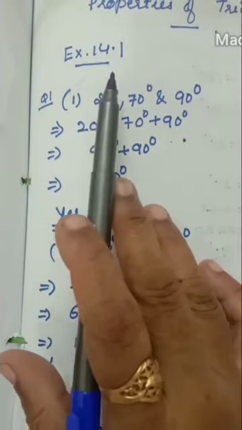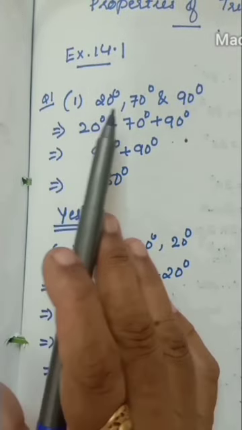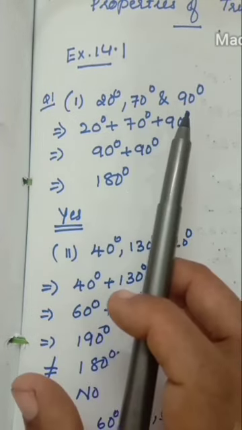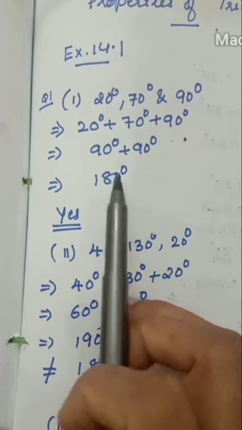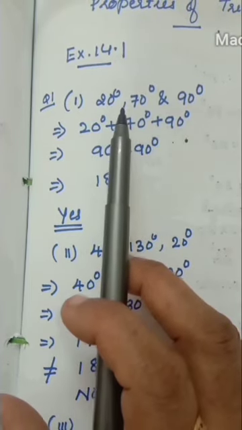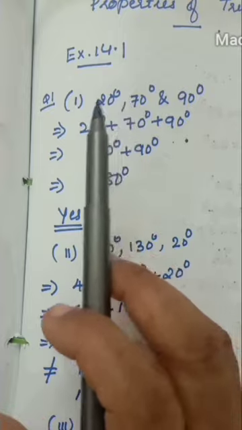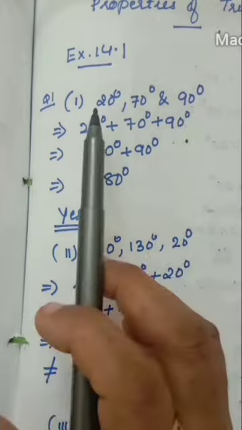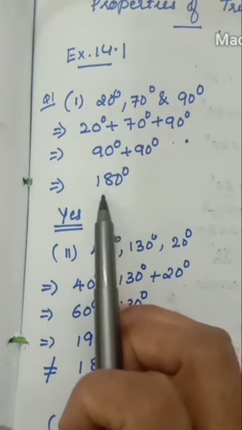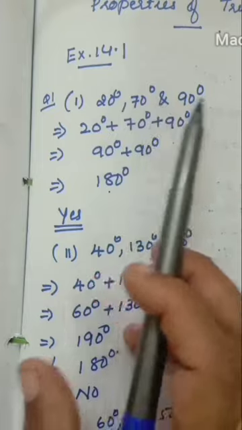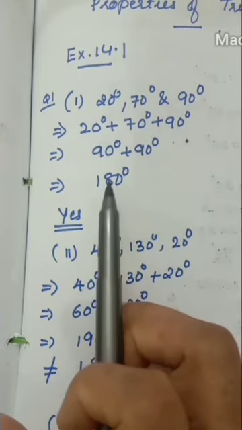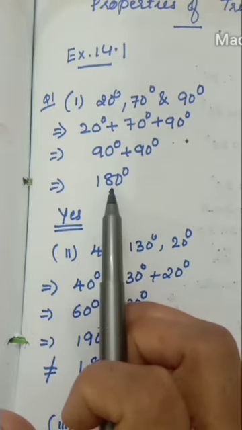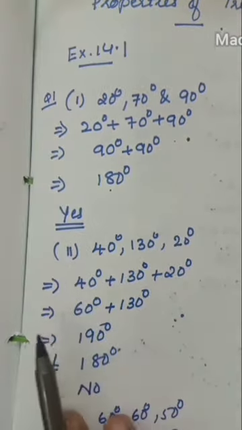Exercise 14.1. Already I explained in the introduction how to check the triangle measures. To add these three angles, you will get 180 if the three angles are in a triangle. That is the rule. You have to add these three angles and check whether you are getting 180 or not. See, when adding we are getting 180, so it is a triangle measure.